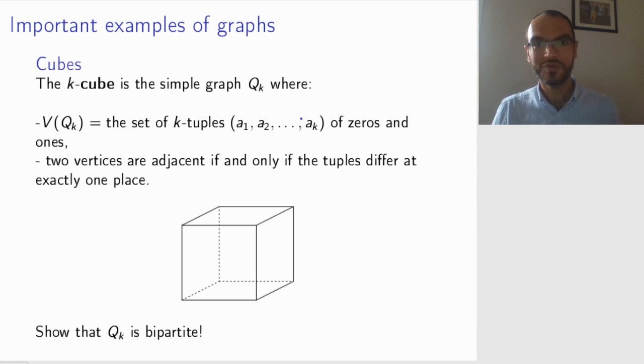Now, the task for you that we will look at on Thursday is to show that the Q_k graph is bipartite. And a hint, you can pause if you don't want to hear the hint, but a hint is look at how many ones there are in each sequence. Can you divide the vertices into 2 groups depending on a certain property of the number of ones in the coordinate sequence of each point? And again, if it's difficult with Q_k, start with Q3.